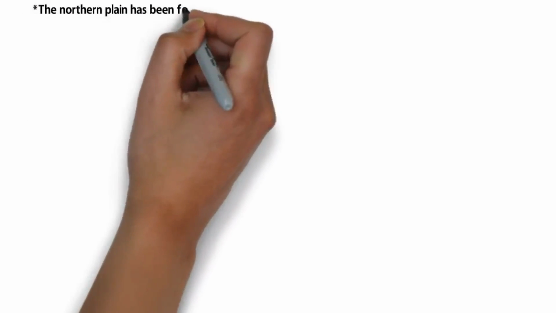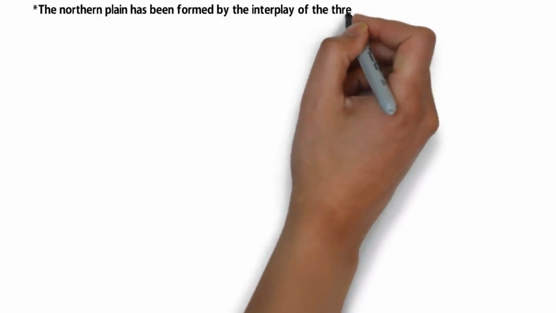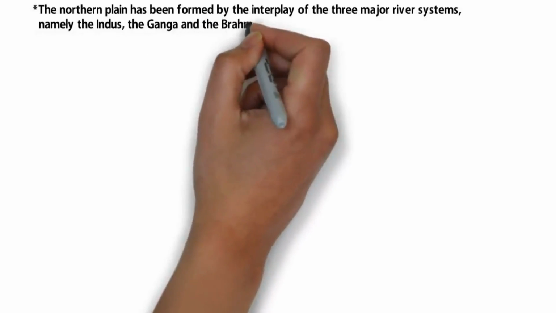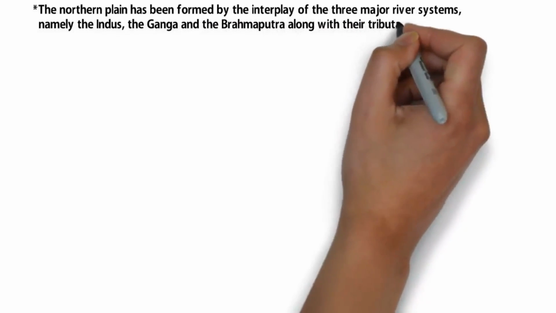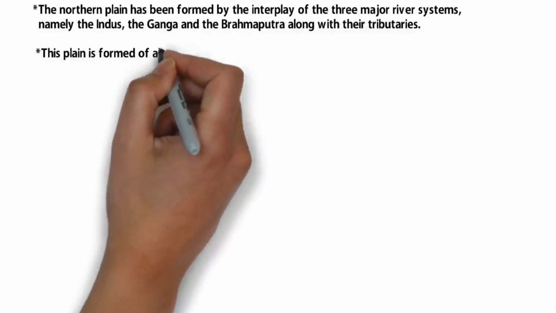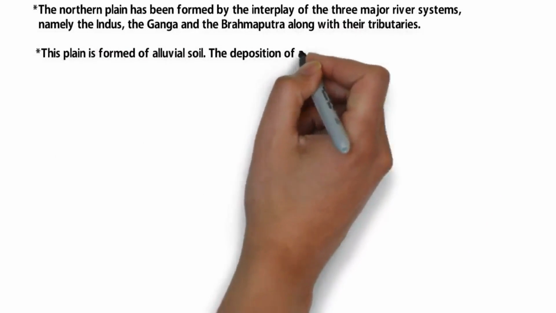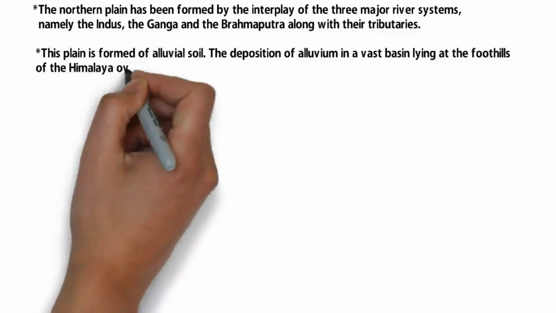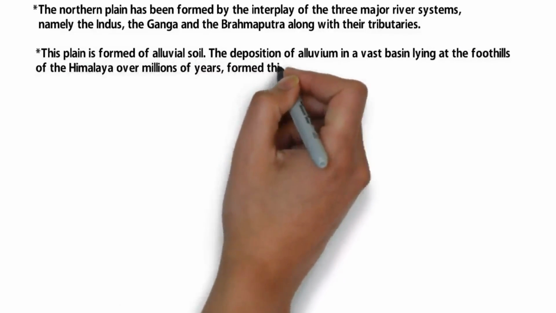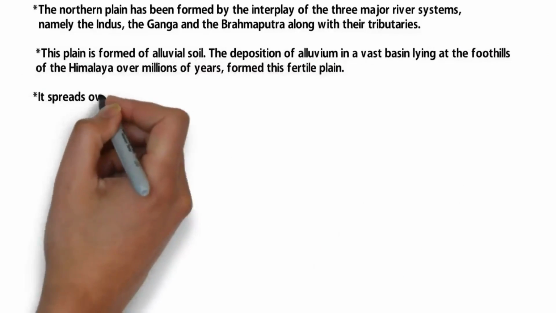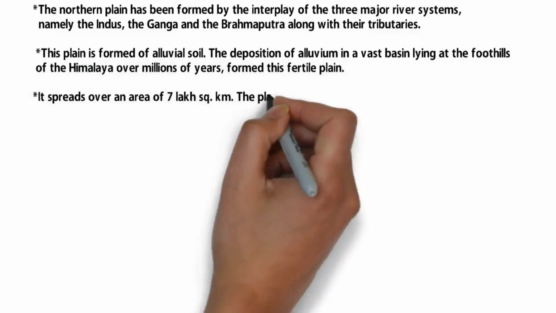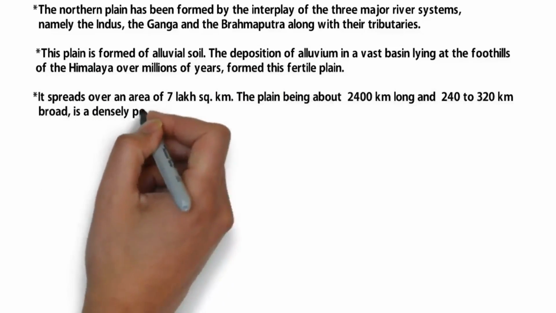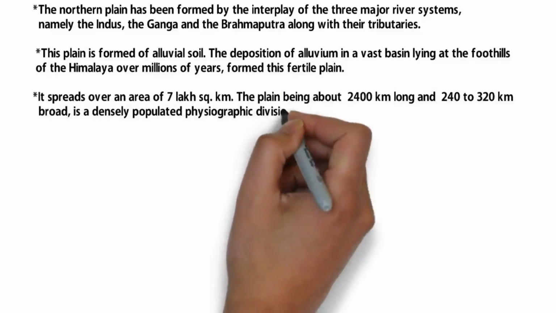The Northern Plain has been formed by the interplay of the three major river systems, namely the Indus, the Ganga and the Brahmaputra along with their tributaries. This plain is formed of alluvial soil. The deposition of alluvium in a vast basin lying at the foothills of the Himalaya over millions of years formed this fertile plain. It spreads over an area of 7 lakh square kilometers, the plain being about 2,400 kilometers long and 240 to 320 kilometers broad.